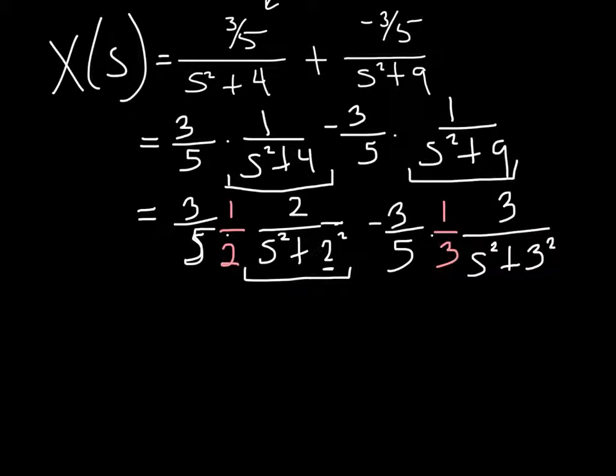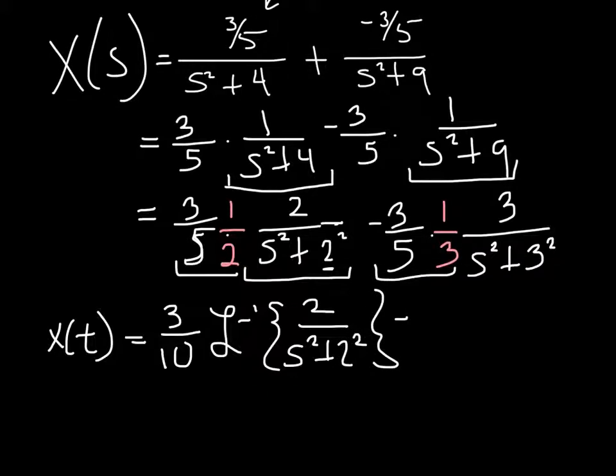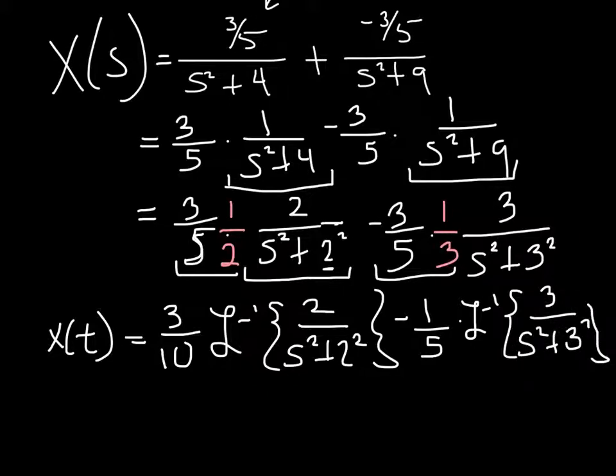I know it's going to be x of t. I'm going to take out these constants, so it's really 3/10. And so I'm going to take the Laplace inverse of this, s squared plus 2 squared. And then multiply by, which is really a fifth, times the Laplace inverse of this function of s.